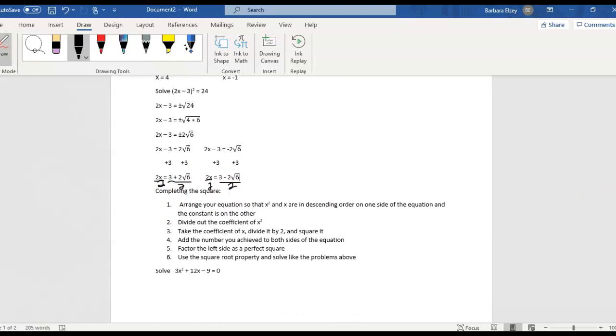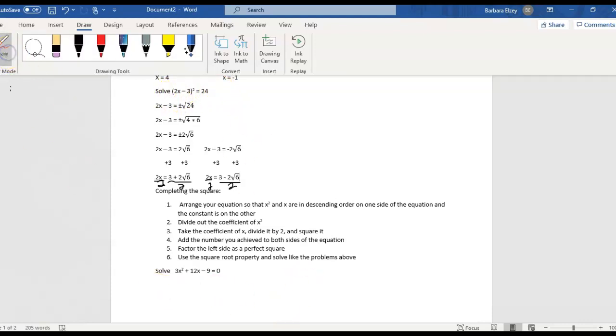When we complete the square, we're going to do the 6 steps that I have listed here. We're going to arrange our equations so that x squared and x are in descending order on one side and the constant is on the other. We're going to divide out whatever is in front of our x squared. We're going to take the number in front of x, divide it by 2 and square it. We're going to add that number that we got to both sides of the equation. We're going to factor the left side, and then we're going to end up doing a problem just like this one back here. Okay, so let's actually do it.